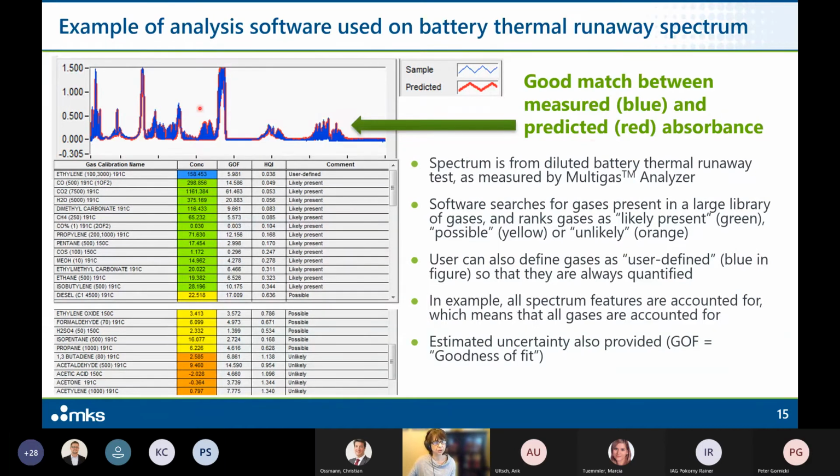This little utility shows how we have a good match between the measured and the predicted absorbance throughout the whole spectrum. In here, it's really from 500 to about 5,000 wave numbers. So you could see we've really represented and captured all the absorption features, which tells you that there's nothing else that has not been accounted for.